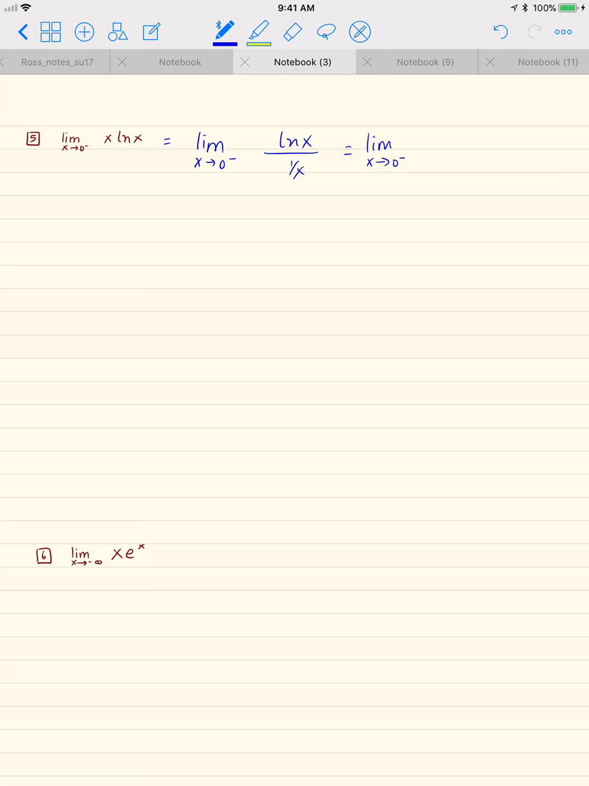So I'm going to take the derivative of the numerator, 1 over x, derivative of the denominator, negative 1 over x squared. And I'm going to simplify. Multiply the top and the bottom by x squared, and I get x over negative 1. So I get the limit as x goes to 0 of negative x. And the limit as you approach 0 from the left or the right is going to be equal to 0.